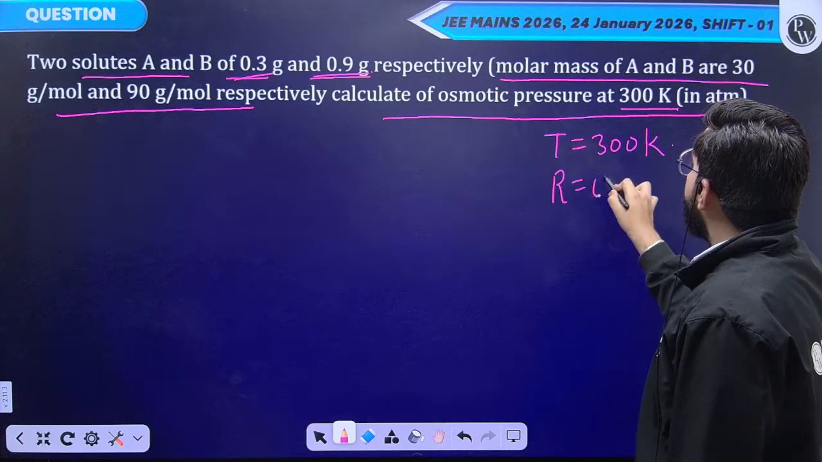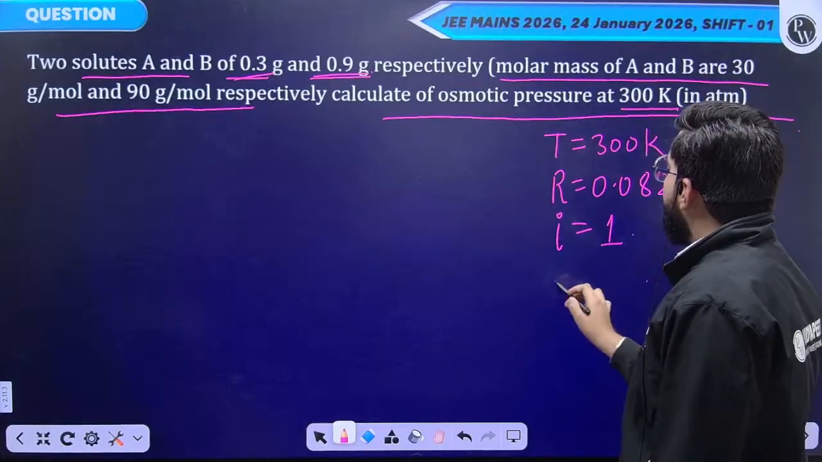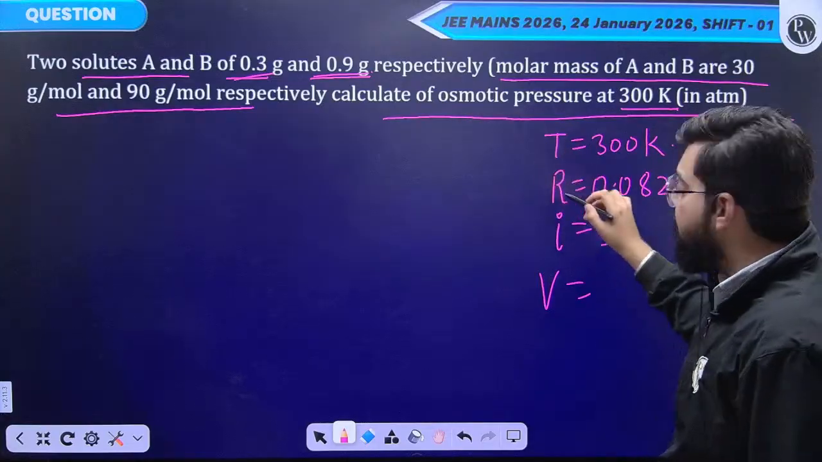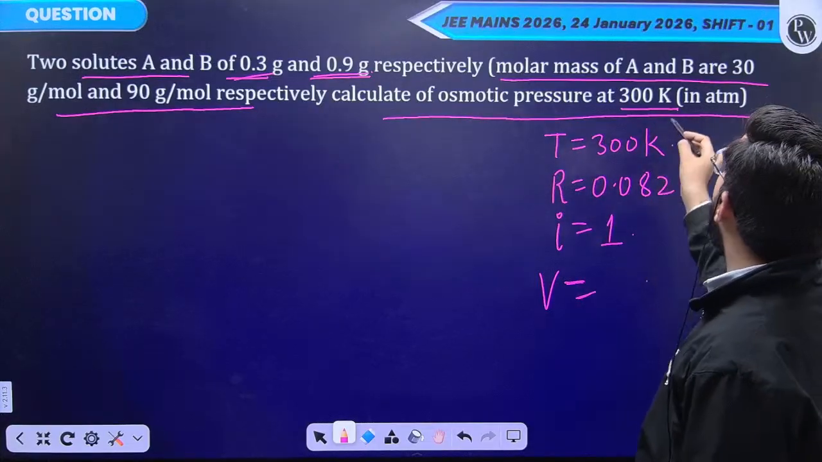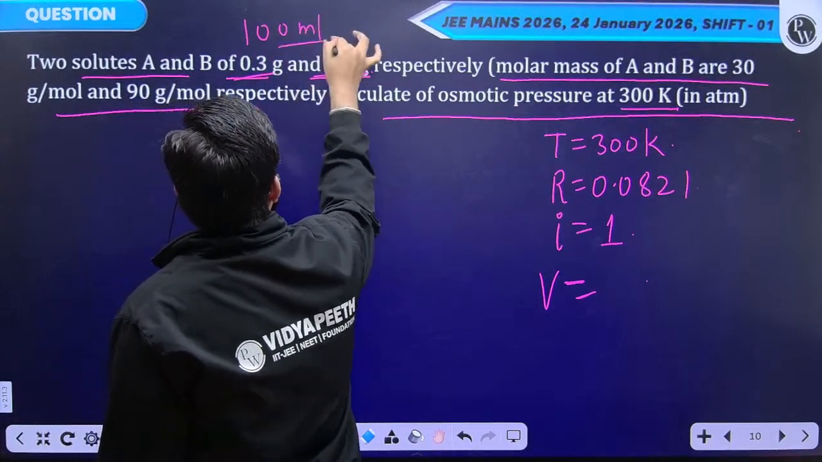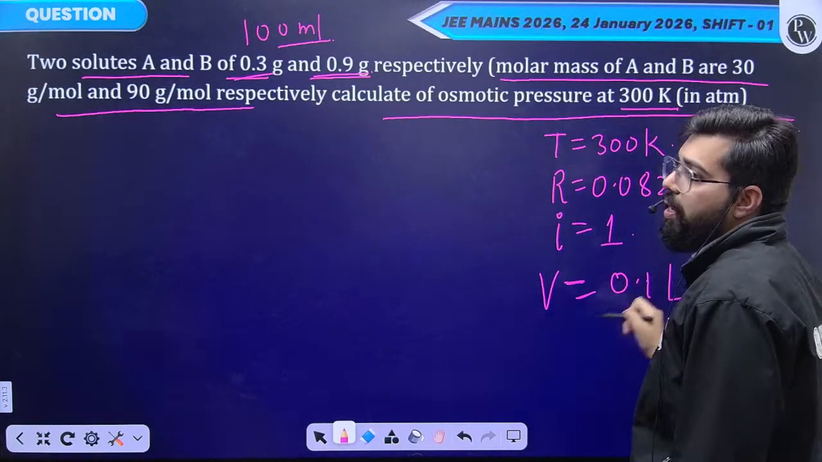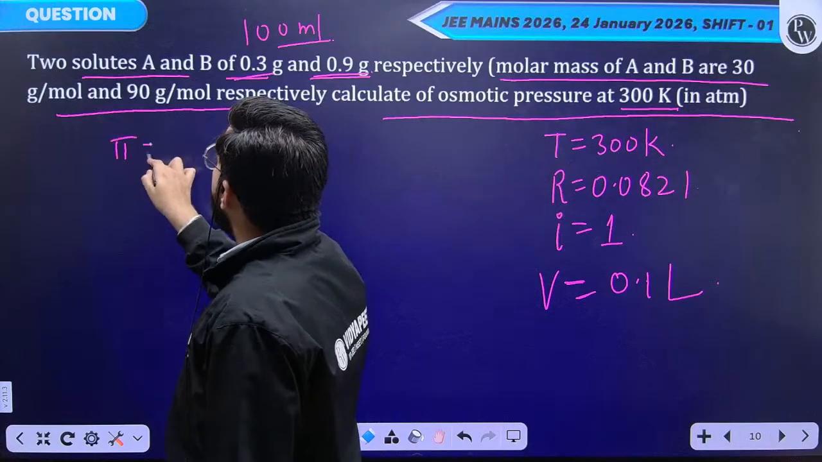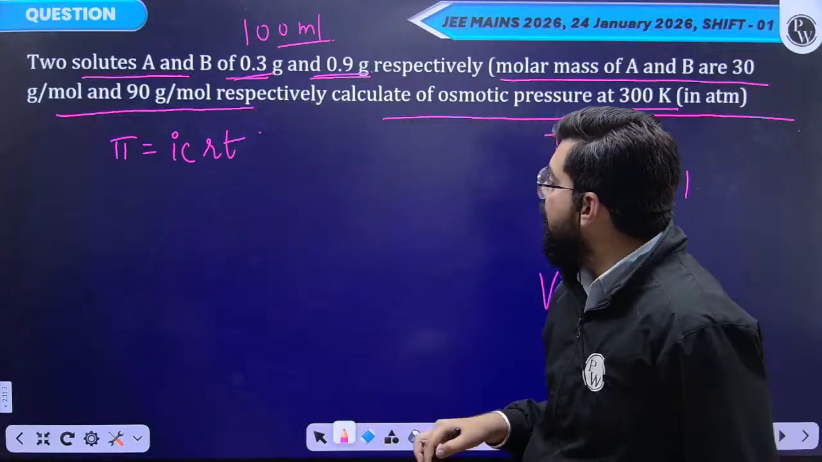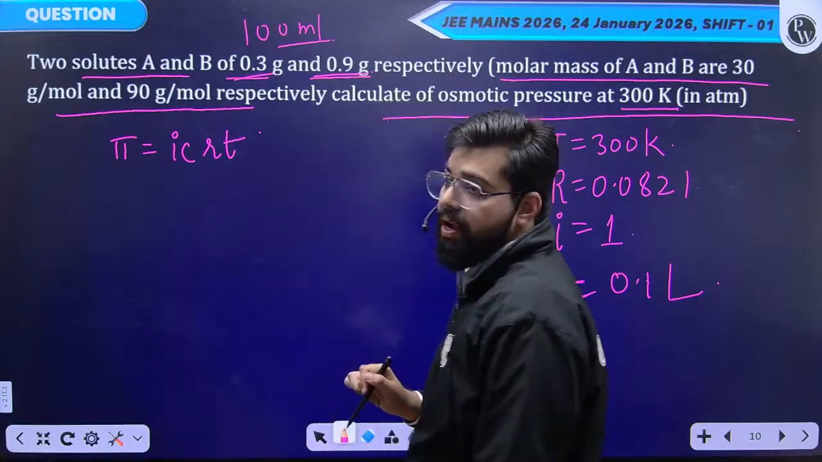R, that is the gas constant, 0.0821 we will write, and i value is 1 because of the Van 't Hoff factor, right? Dissolution happened completely. And the volume part is missing in this, so we take 100 ml, which we can write as 0.1 liter. So osmotic pressure, we know pi is equal to iCRT. i is the Van 't Hoff factor, we know it is 1. C, concentration, we have to find.